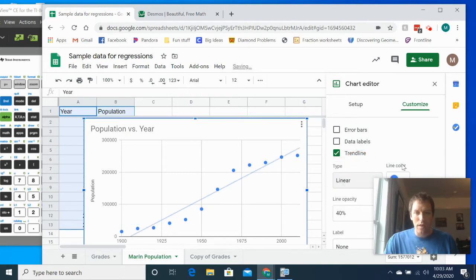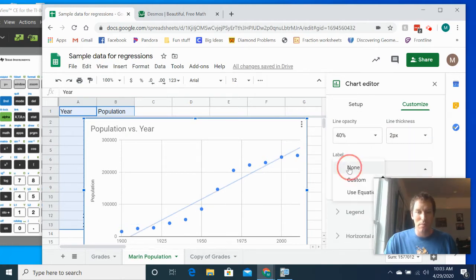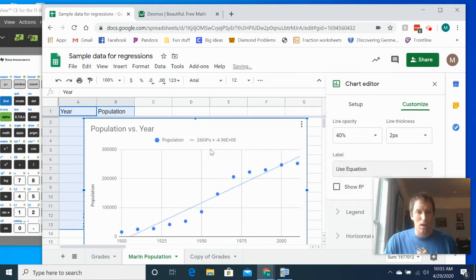If I want to know what the equation was, I can just make that the label. There's my linear equation, 2,604 times x plus 0.0000496. That's times 10 to the negative 6.